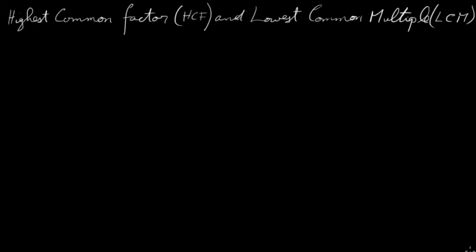Okay, so today we're going to look at finding the highest common factor and the lowest common multiple of two numbers. So today I'm going to look at the numbers 60 and 42. So if I take the number 60 and the number 42, what I'm going to do is first of all find their prime factors. I'm going to write each of these numbers as the product of their prime factors.